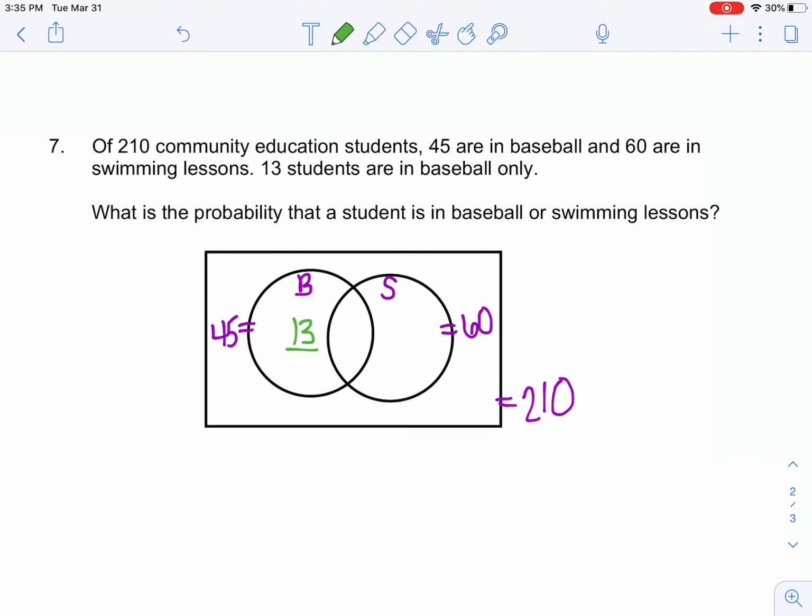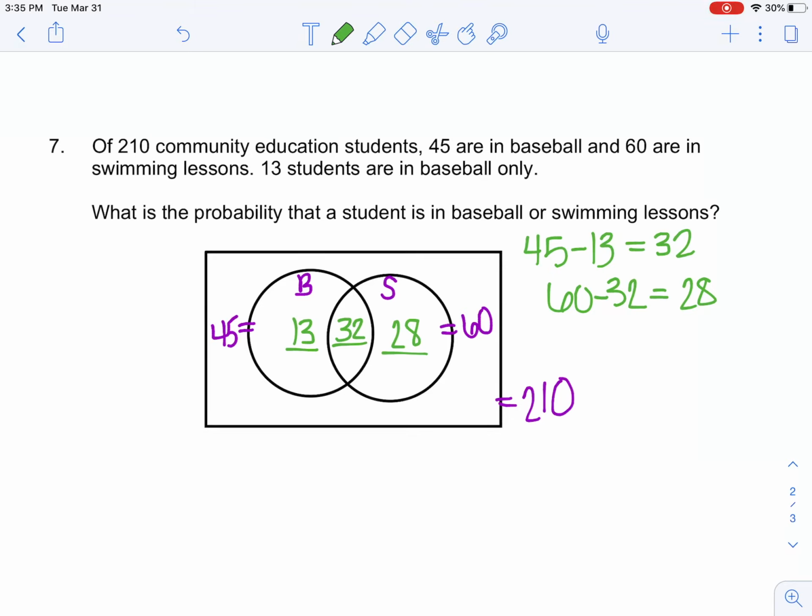Now let's go ahead and figure out the rest of our Venn diagram. So we can take 45 minus 13, which equals 32. So we have 32 students who were in both baseball and swimming lessons. Then we can take 60 minus 32, which equals 28. So we have 28 students who were in swimming lessons only.